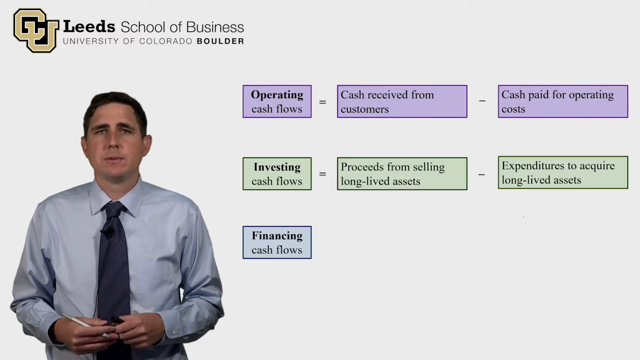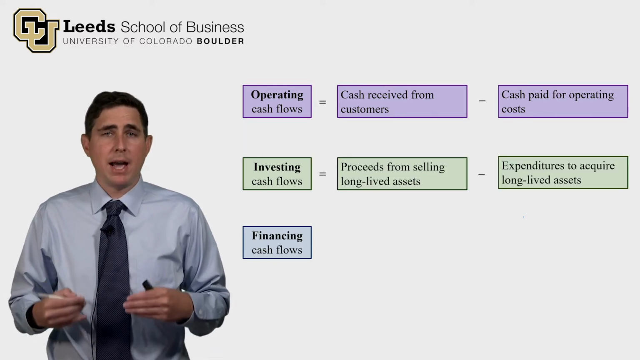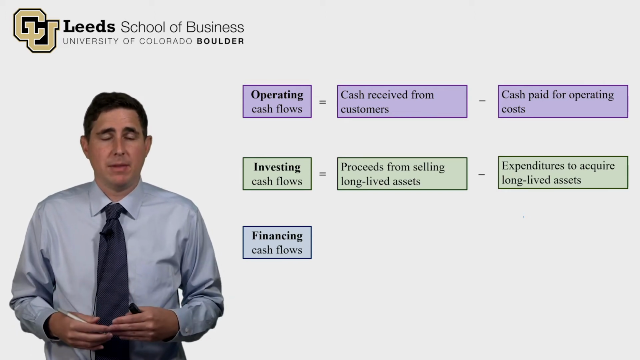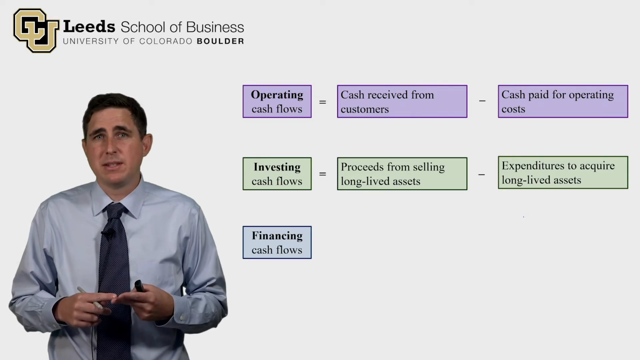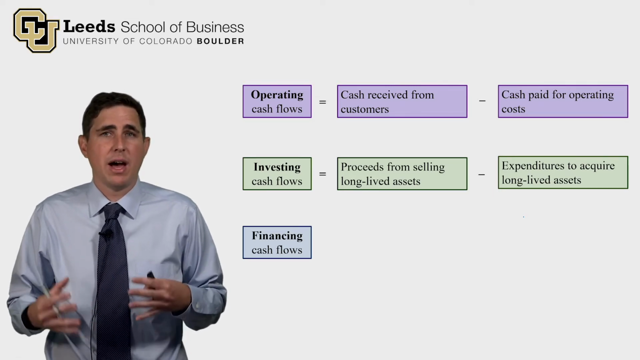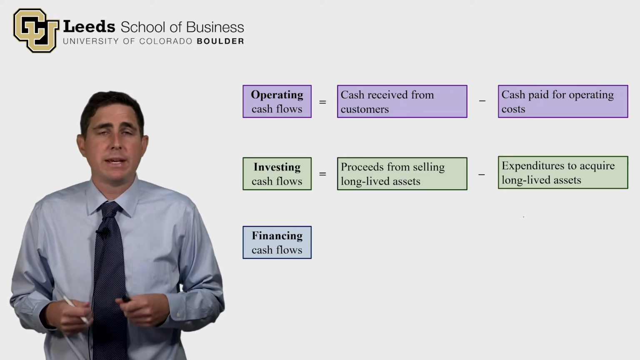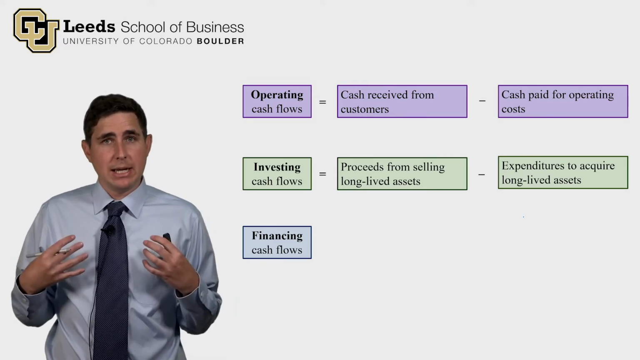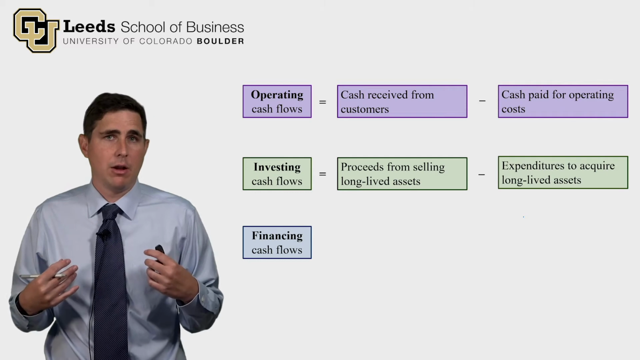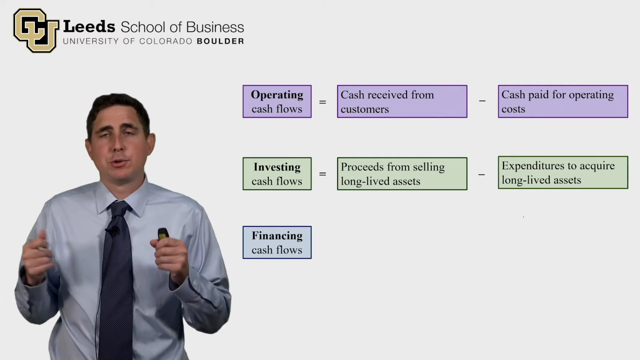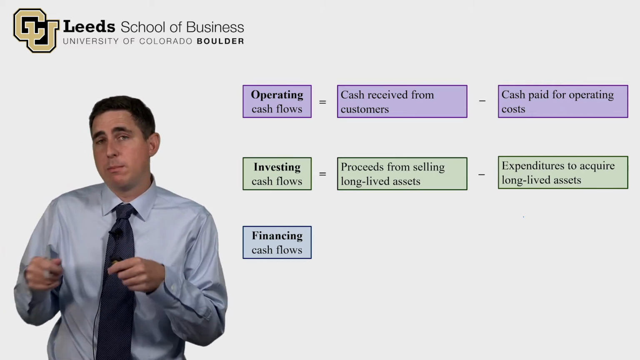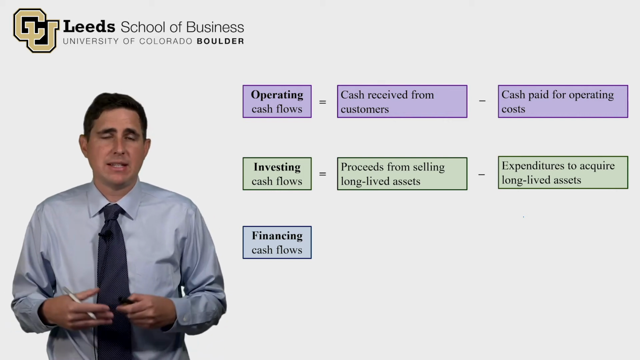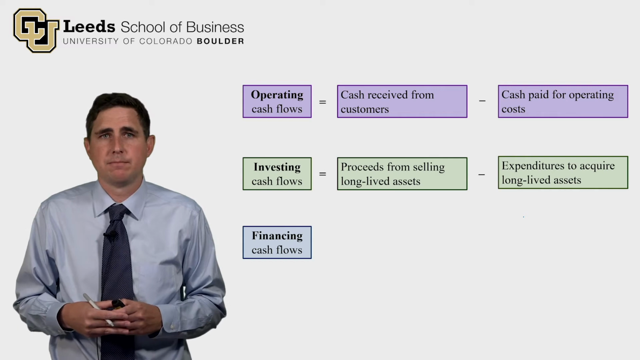Investing cash flows have to do with buying and selling investments or long-lived assets like PP&E, investments, and other long-lived assets. So we calculate investing cash flows by taking the proceeds that we get into the business from selling long-lived assets and subtracting all of the expenditures that we make paying cash to acquire long-lived assets. And that's how we calculate investing cash flows.